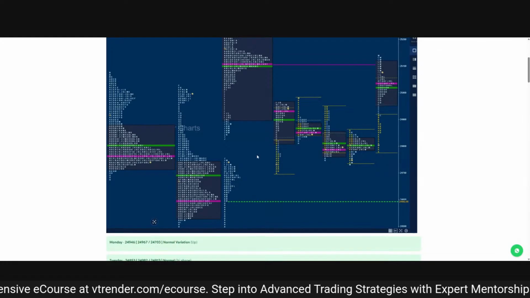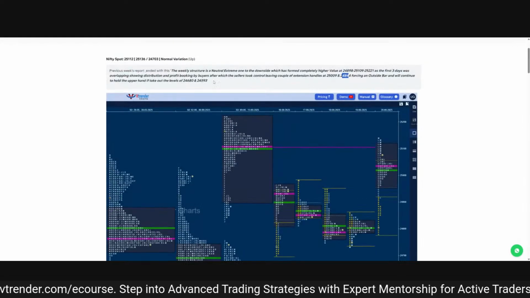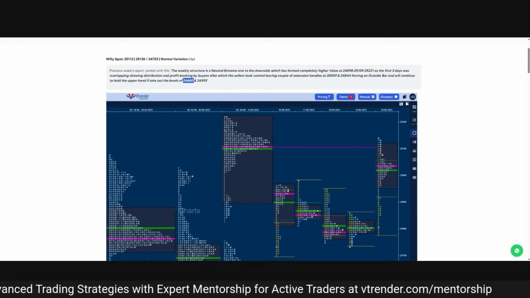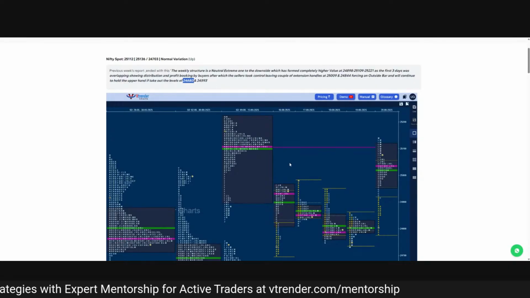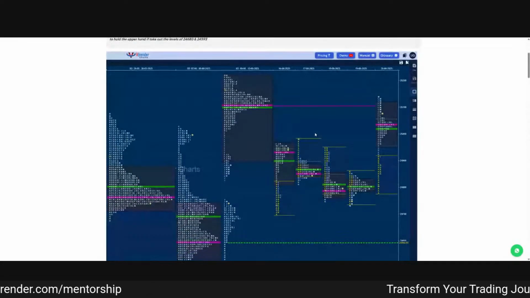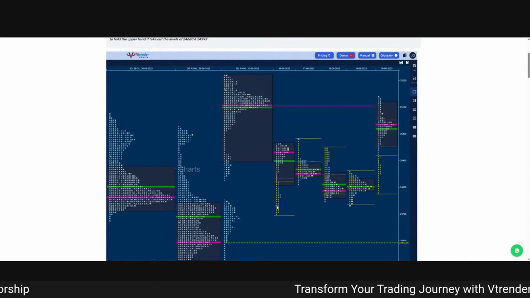So this was our support. So we had mentioned this. So we had this 24680 and 24593 as our lower supports, and on the upside we had this extension handle at 24844 and 25009. So what did we do in Nifty spot last week?